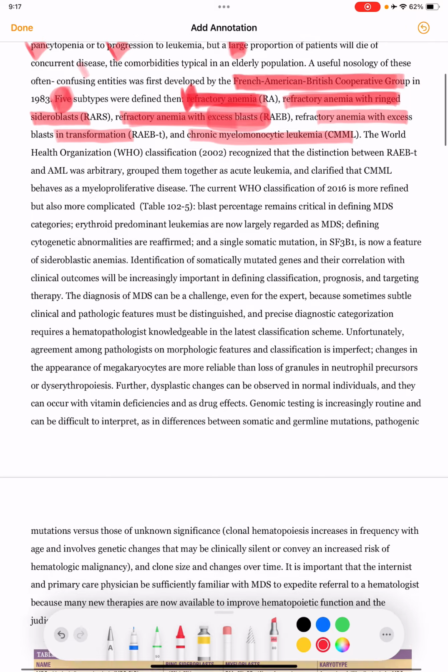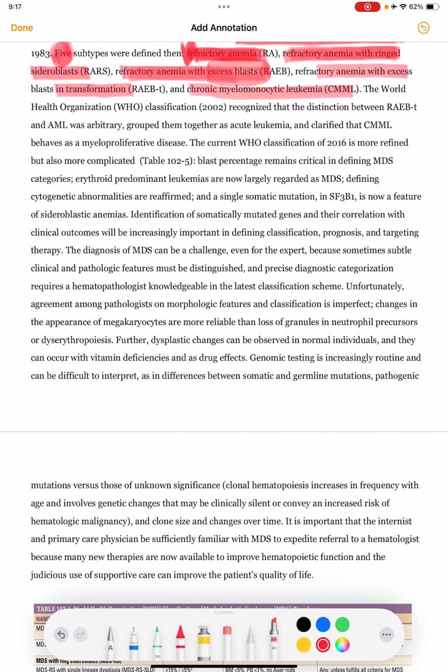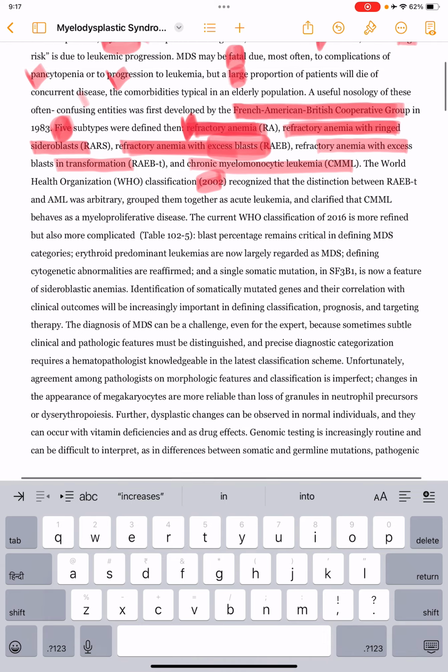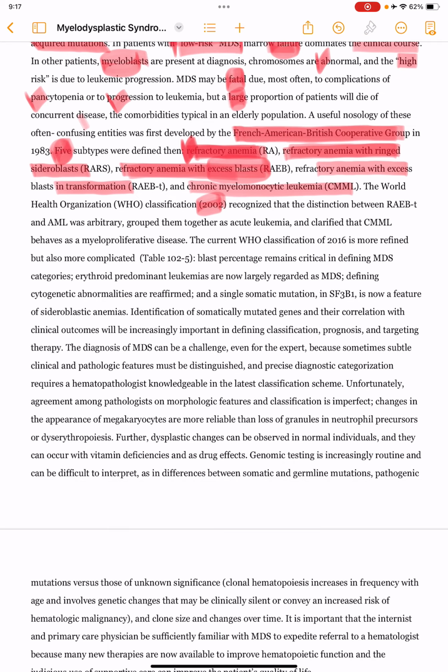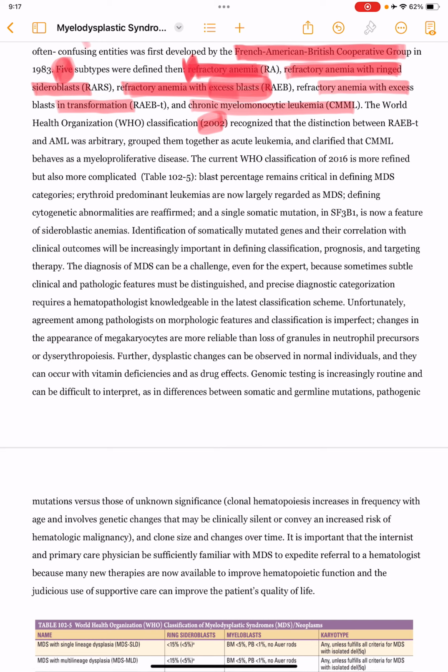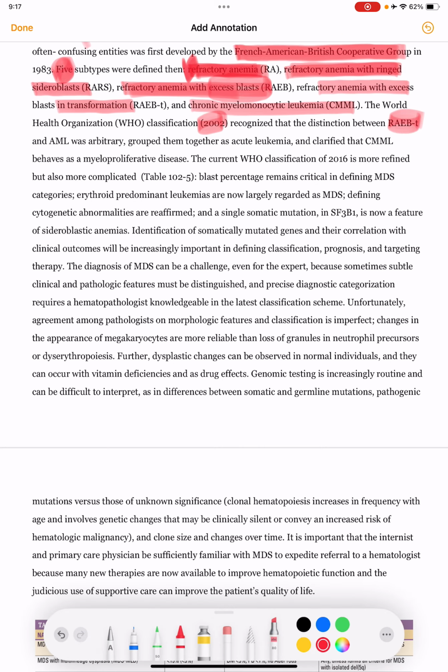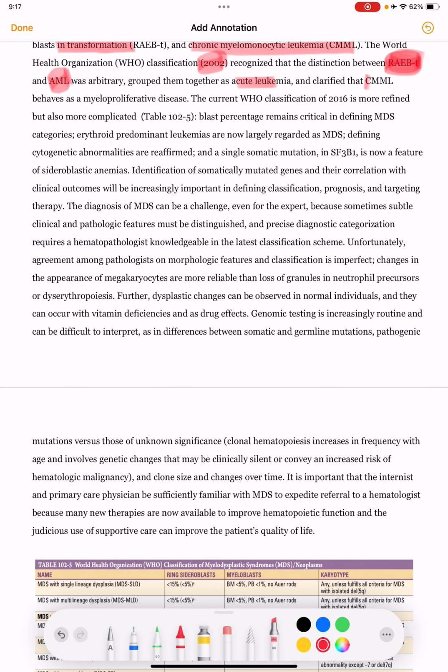Then the World Health Organization classification in 2002. The FAB classification was in 1983. The WHO classification recognized that refractory anemia with excess blasts in transformation and AML was arbitrary, so they grouped them together as acute leukemia, and they clarified that chronic myelomonocytic leukemia behaves as a myeloproliferative disease.